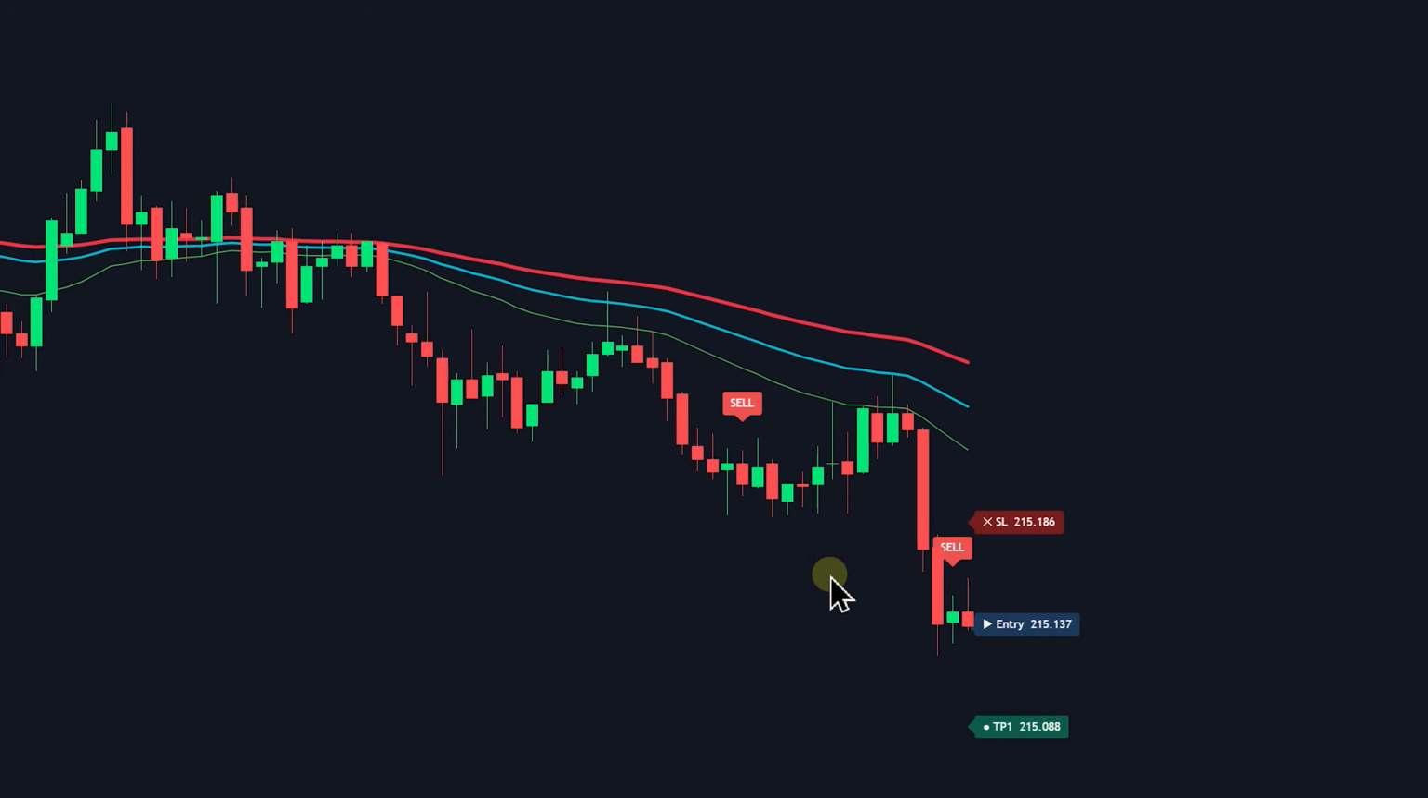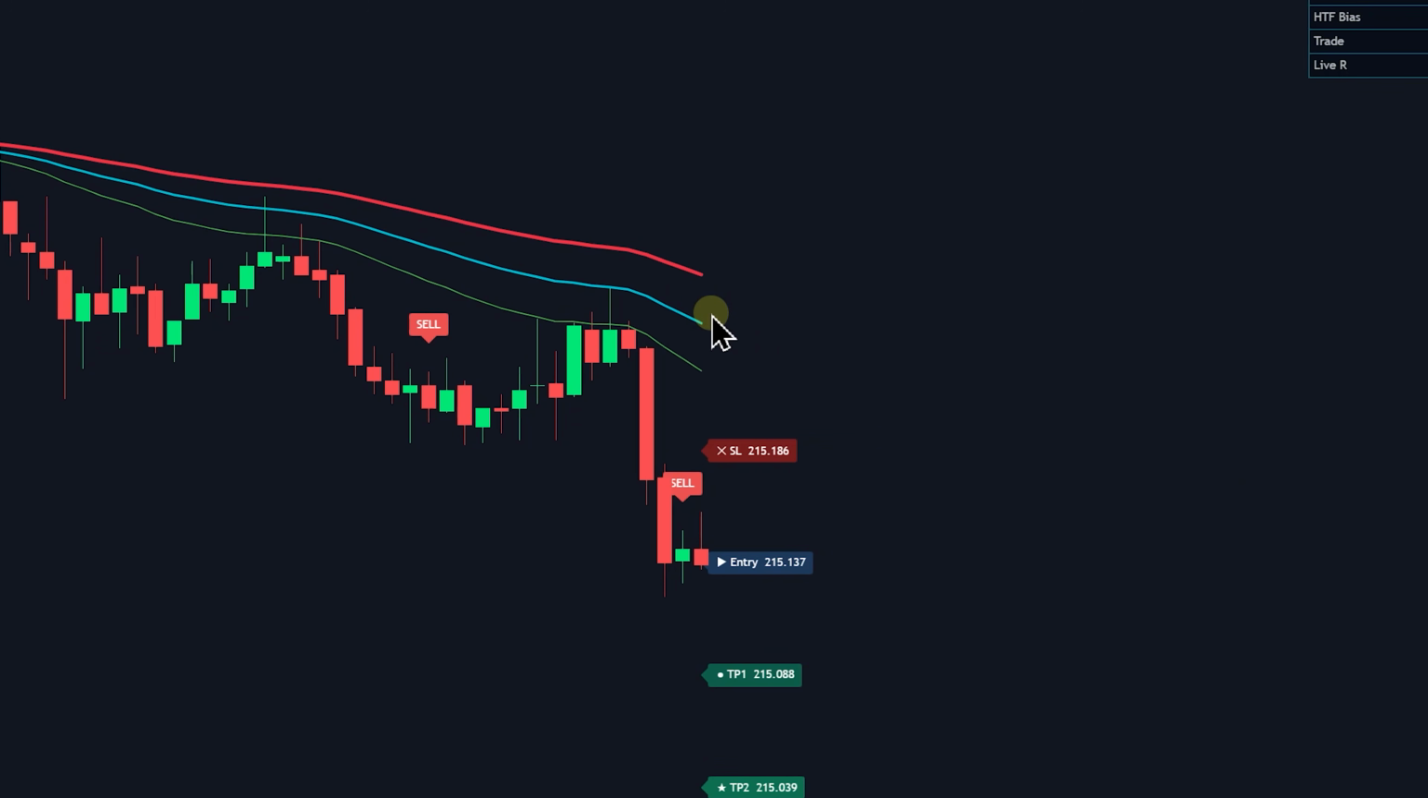During that pullback, price should touch either the green EMA or the blue EMA. It can reject one of them with a wick or briefly close above one of them before closing back below it on the following candle. The one thing we do not want to see is price touching the red EMA. In this example, you can see price retraces back and rejects from the green EMA before continuing lower. It never touches the red EMA, so the pullback remains valid.